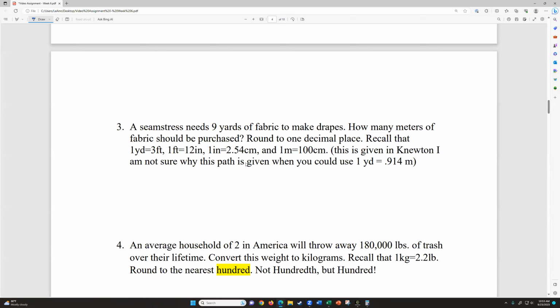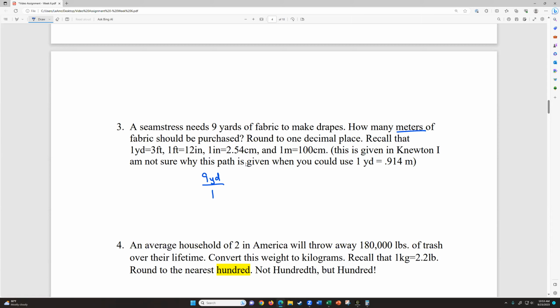I will show you both just so you can see how sometimes using a different path might give you a similar answer that might round slightly different. Or it could be the same. That's why I said usually you should probably go with what Newton has given, just because they specifically expected you to use that pathway. So 9 yards is what we're starting with of fabric.